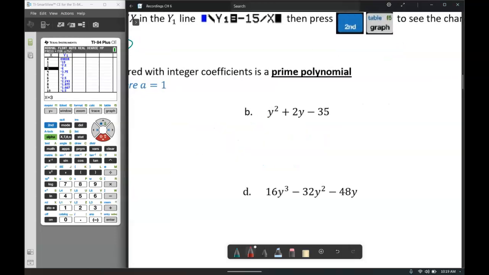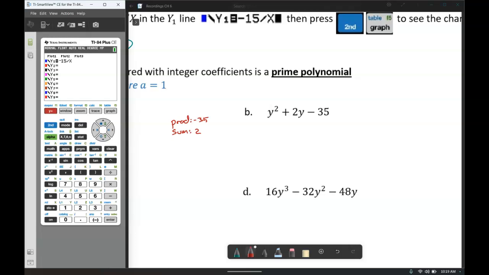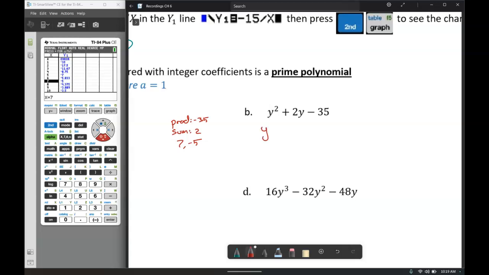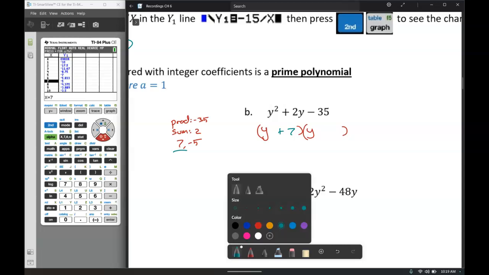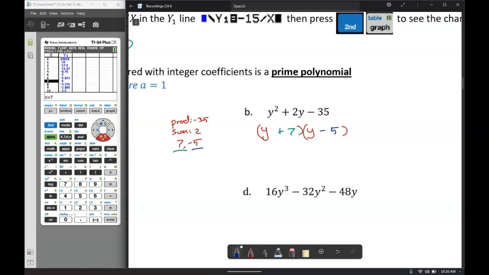So we take a look at B. We want to find a product of negative 35 and a sum of 2. So we can look at our factor pairs and scroll down our list and see that 7 and negative 5 give us what we need. So using our shortcut, our two binomials will be y plus 7 and y minus 5.